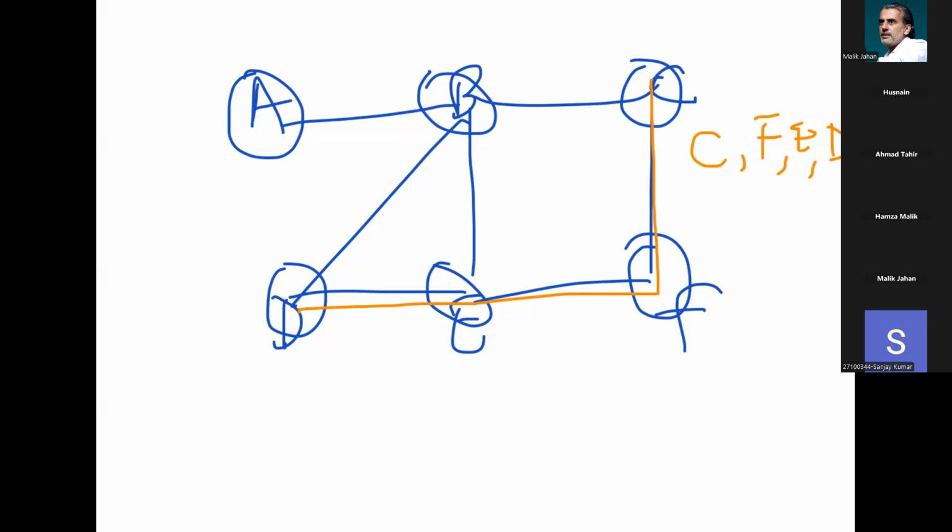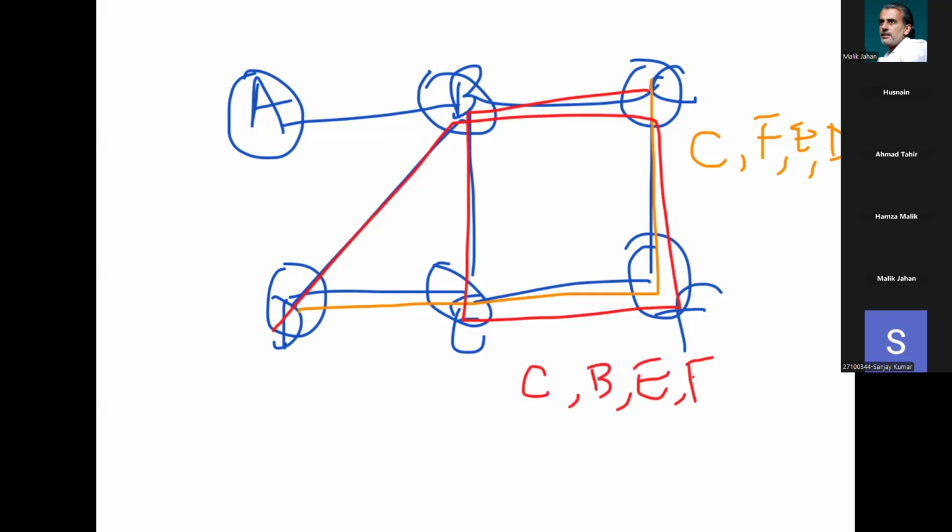If I think of an alternate possibility, let's say we start from C, we go to B, we go to E, go to F, go to C, go to B, and go to D. So this is another walk, which was C, B, E, F, C, B, and D. If you focus on the start and end points, this also fulfills the purpose of a walk, that we walk from C to D.